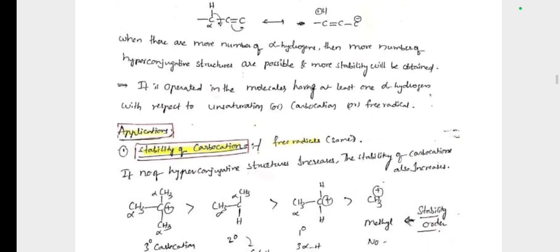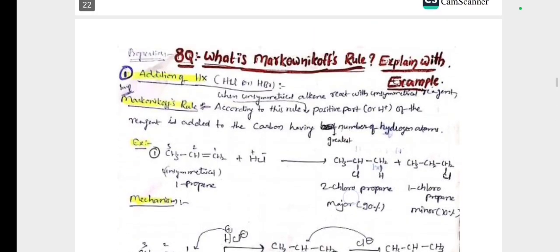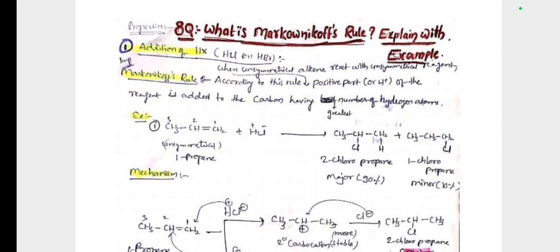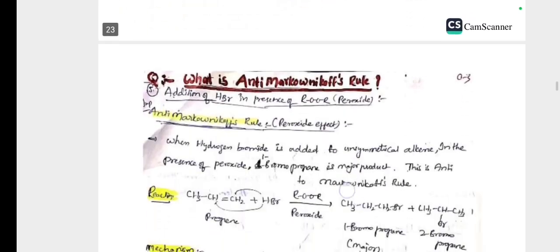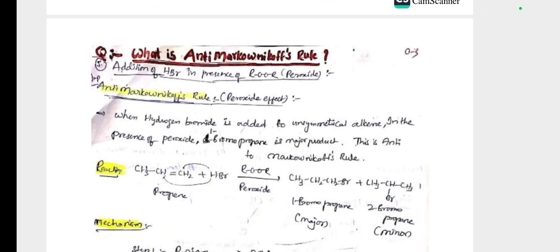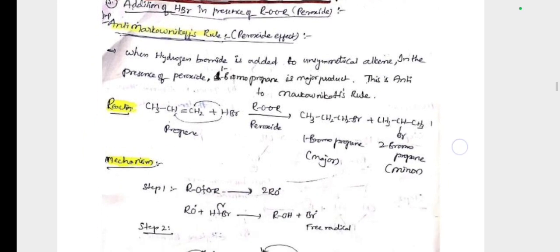Hyperconjugation, same: definition, applications. Next, Markovnikov rule. Markovnikov rule and example. Practice the example. Mechanism not important, just rule and example. Next, anti-Markovnikov rule also important. Same, definition and example. At least remember the example.